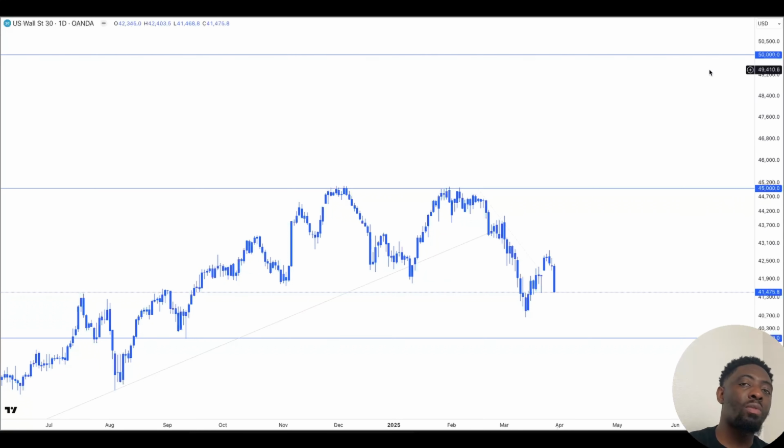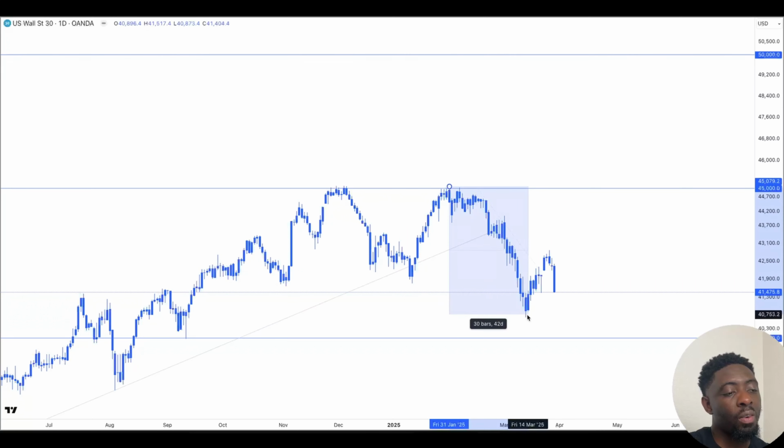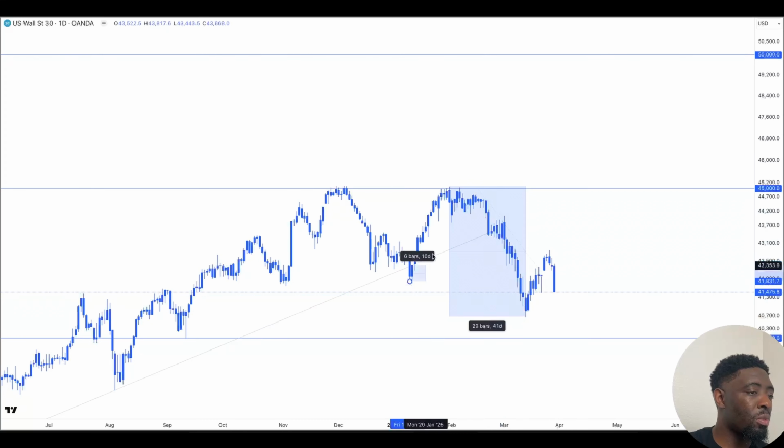But the move to 50,000 is really far, and it's not going to happen right now. The immediate move we're looking at is a movement back to 45,000. So I'm looking at this space right here. How long did price take to drop all the way to this area? It took about 41 days for price to drop to this area. So I'm looking at this movement to the upside. That was about 21 days.